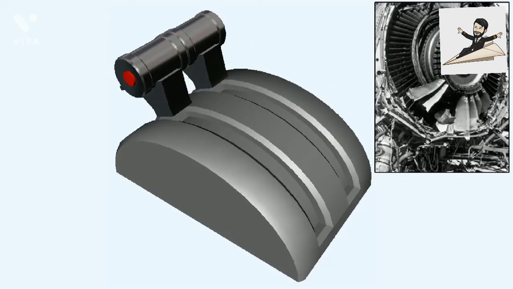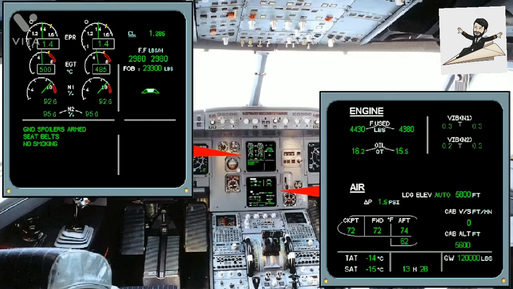In extreme cases, a surge can inflict such large bending stresses on the compressor rotor blades that they contact the stator blades, with potentially catastrophic results. Apart from the loud noise that usually accompanies a surge, there is a large rise in the EGT, and the resulting loss of thrust may cause the aircraft to yaw.